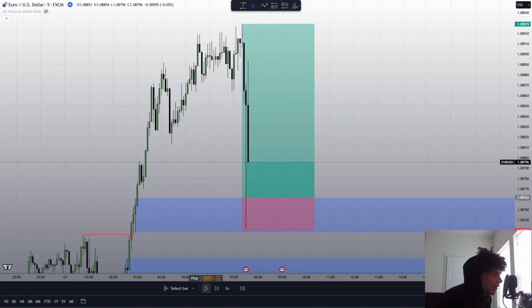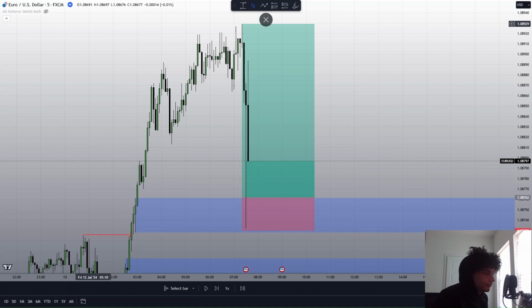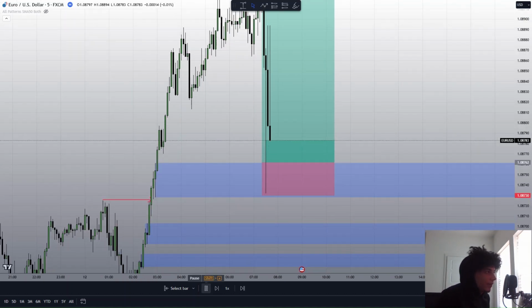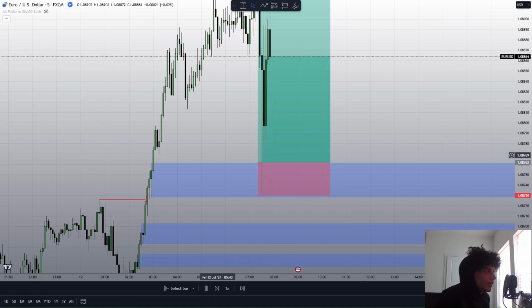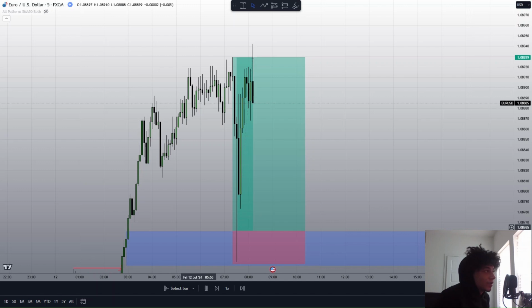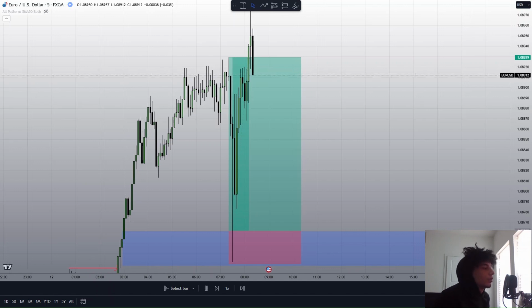Obviously, price spikes down and boom, tap straight into it. Immediate rejection. All right. And you might think price might come back down again, but it doesn't. And it just continues up and continues up and continues up. Let's say you put your TP at that high just in case. Boom. And it just keeps on going upwards.